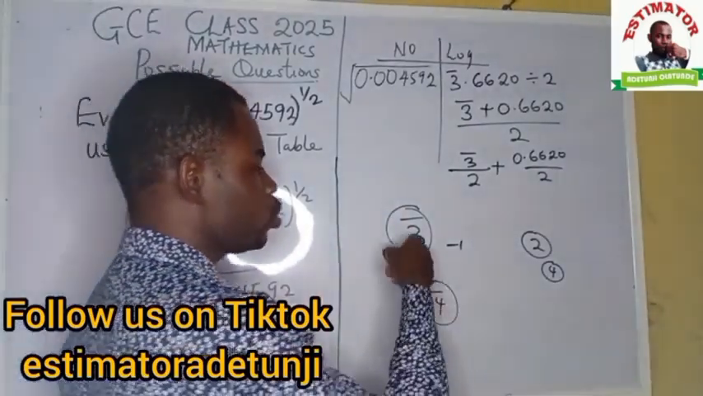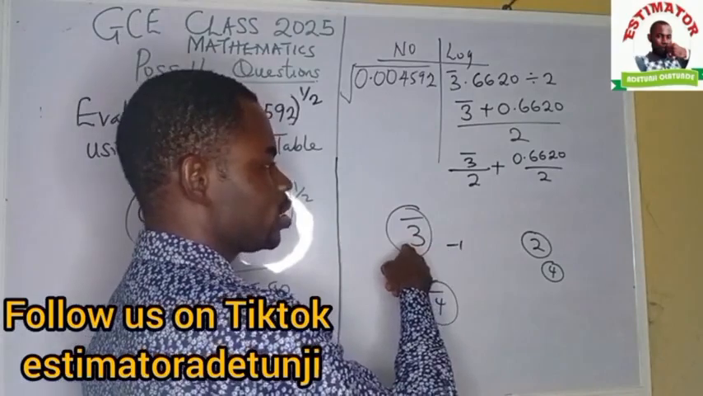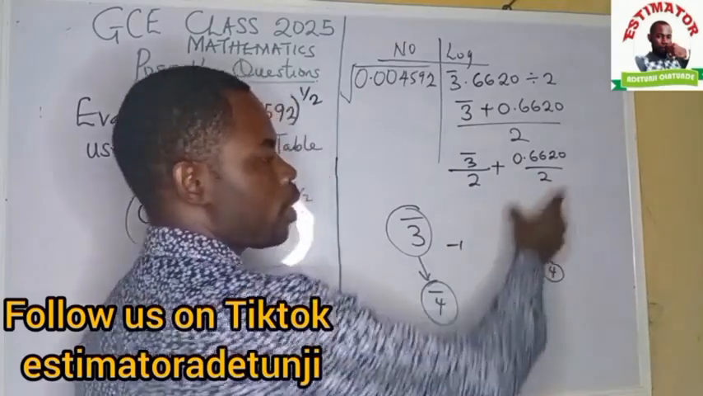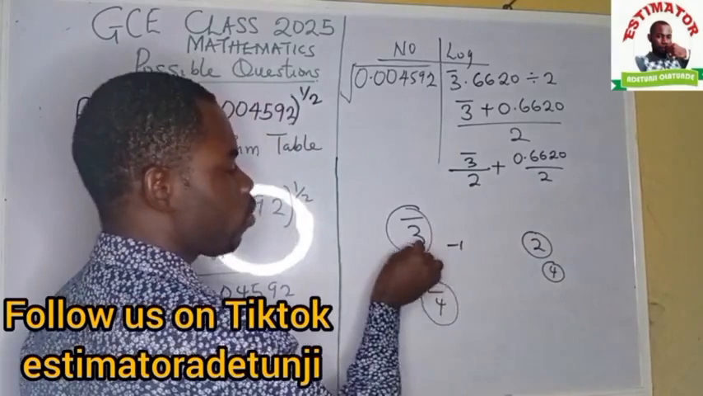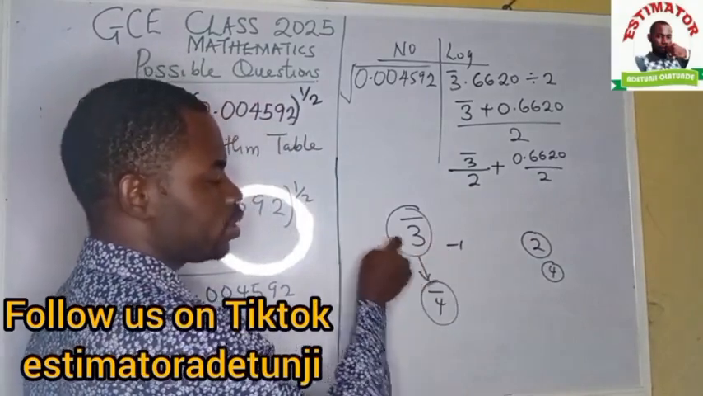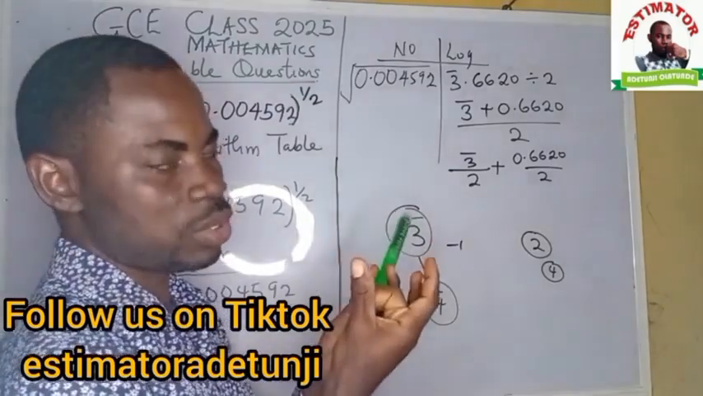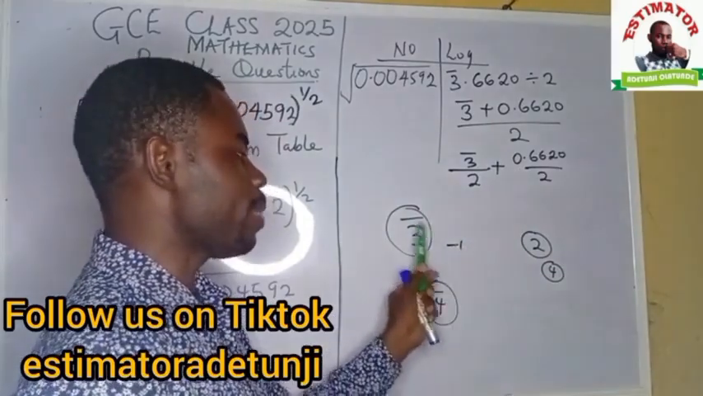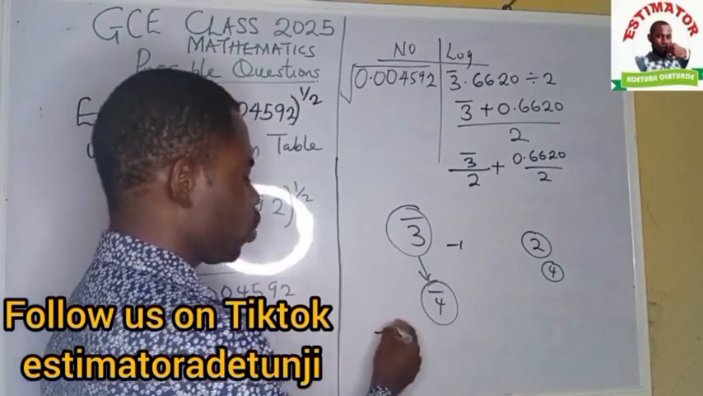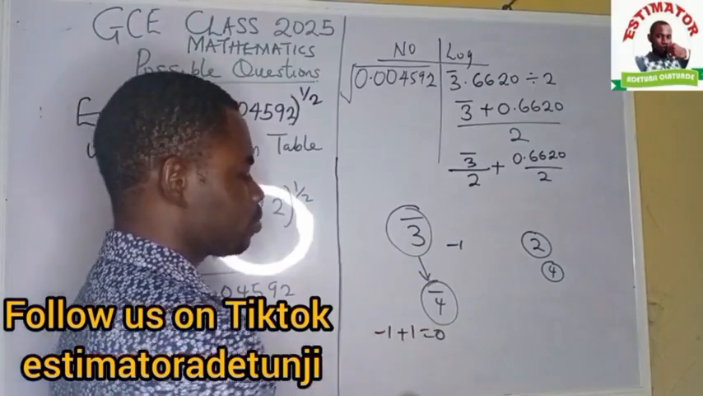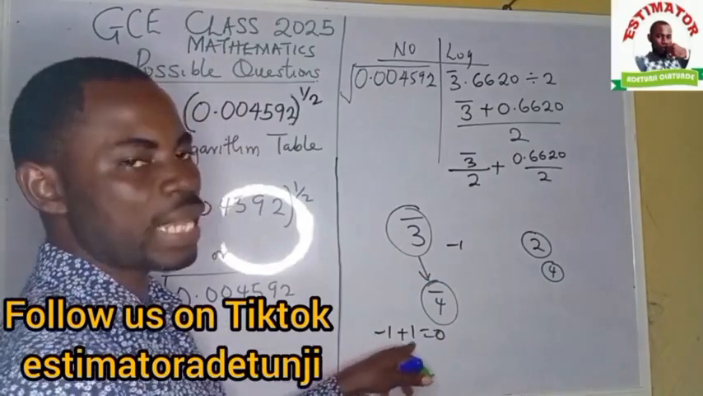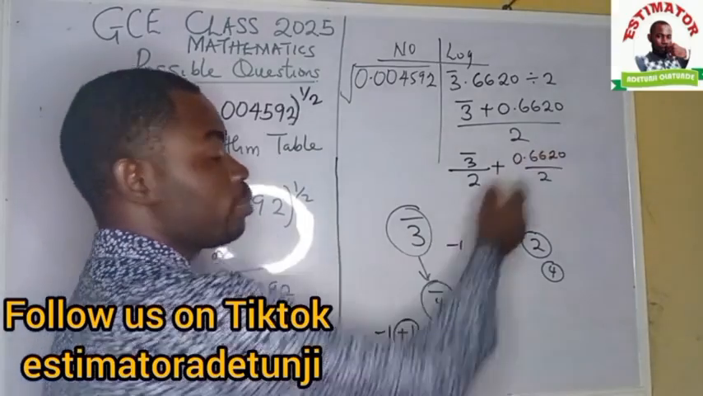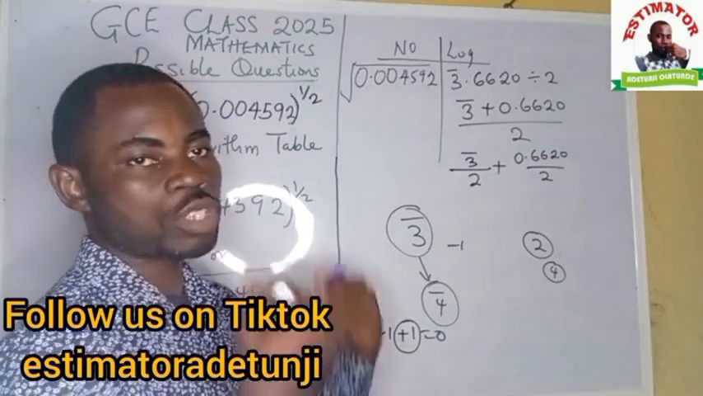But remember, once I introduce minus 1 to this, the next thing will now be, what will happen to this mantissa? Because once I introduce this bar 1 or minus 1 to this bar 3 to make it bar 4, I have changed the question, except I balance the situation. Since I'm introducing minus 1, remember, minus 1 plus 1 equals 0. To neutralize the minus 1 I'm introducing, definitely I also need to introduce plus 1 to the mantissa, so that it will be like I have not touched the question.